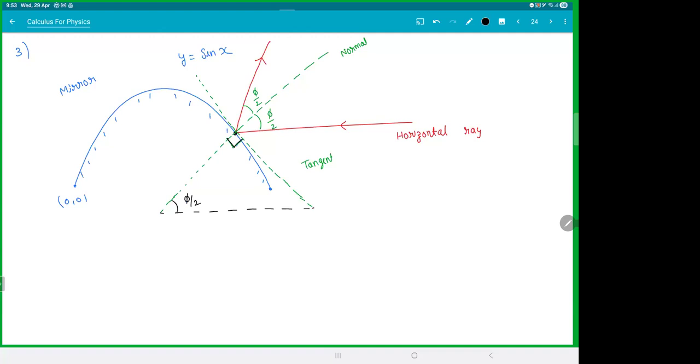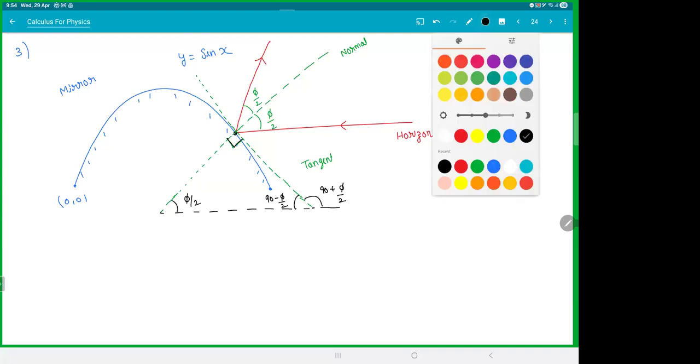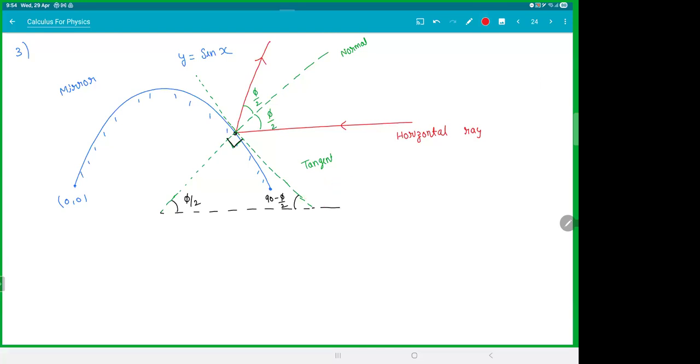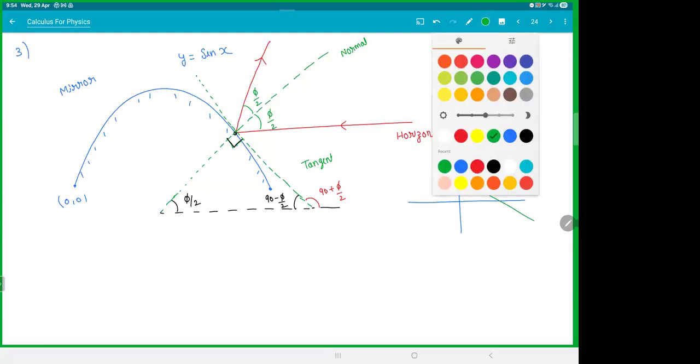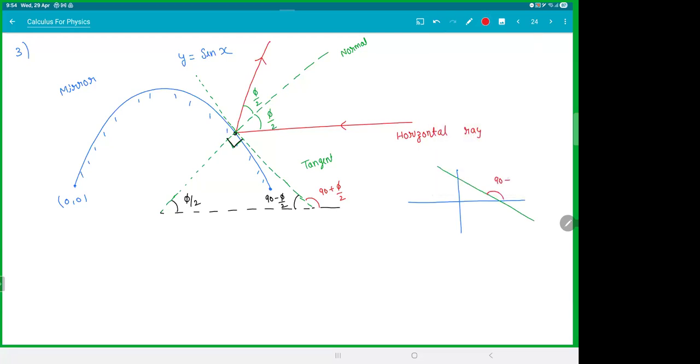And this angle was 90. If that was 90 and this was phi by 2, then this angle would be 90 minus phi by 2, because the total sum must be 180. That means this angle must be 90 plus phi by 2. All clear with this so far? This angle is 90 plus phi by 2. So meaning your tangent here, this was your tangent, is making an angle of 90 plus phi by 2 with your x-axis.